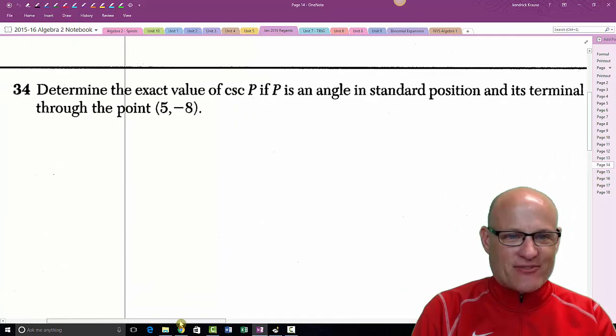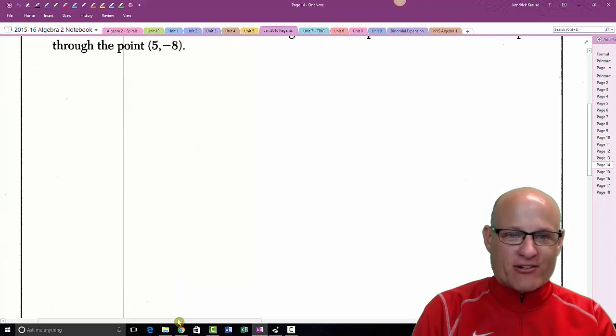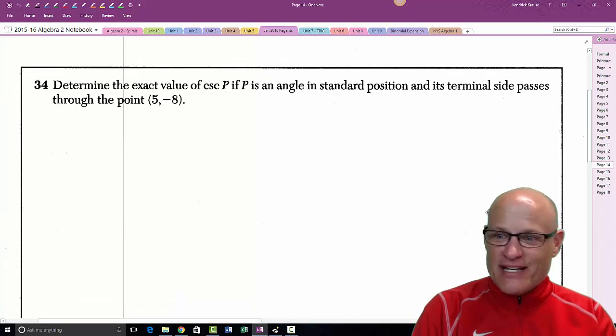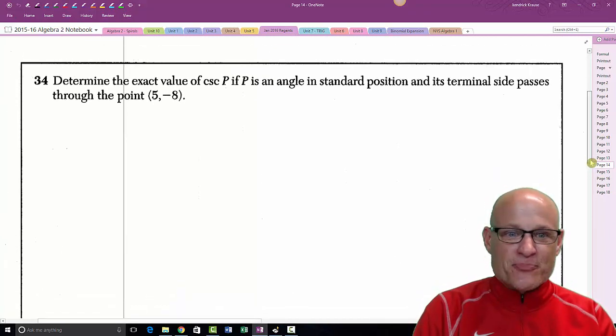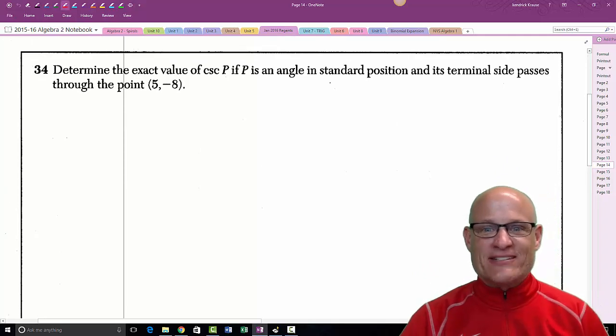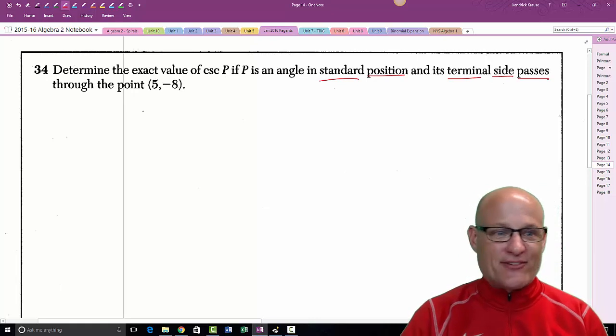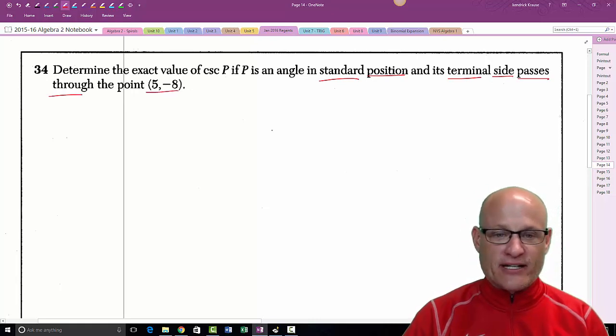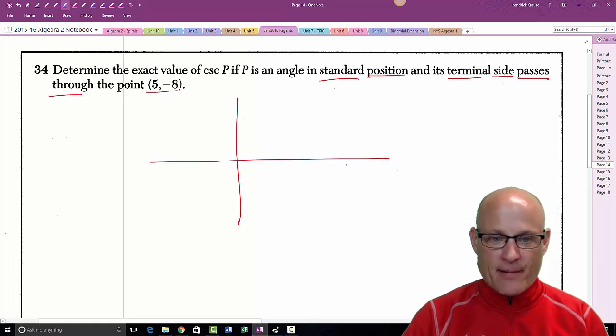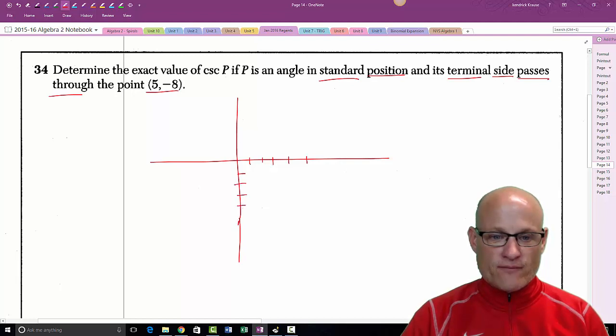Determine the exact value. Exact value means don't use your calculator. It's probably not going to work. The exact value of cosecant of P if it's an angle in standard position and its terminal side passes through the point 5, negative 8. Bam, bam. 5, negative 8. 1, 2, 3, 4, 5. Negative 8. 1, 2, 3, 4, 5, 6, 7, 8. Bam, right there.